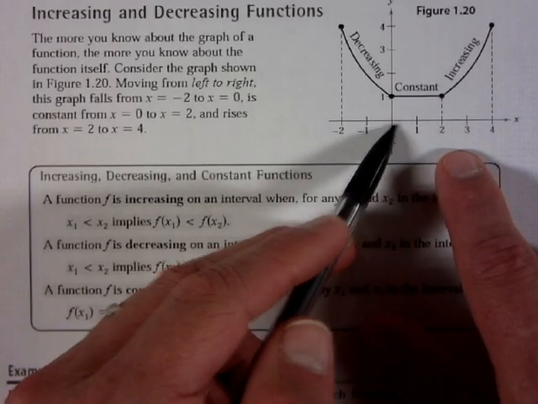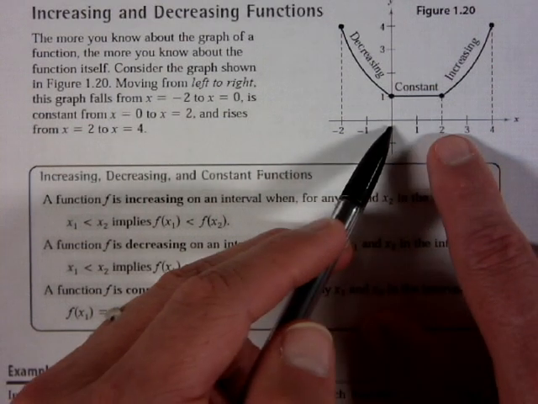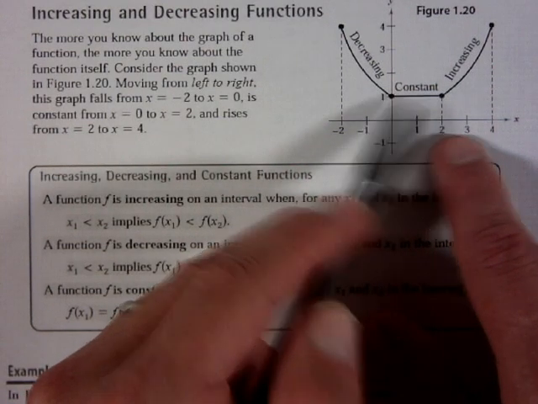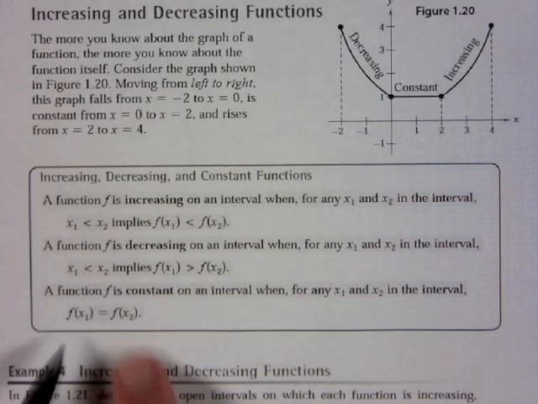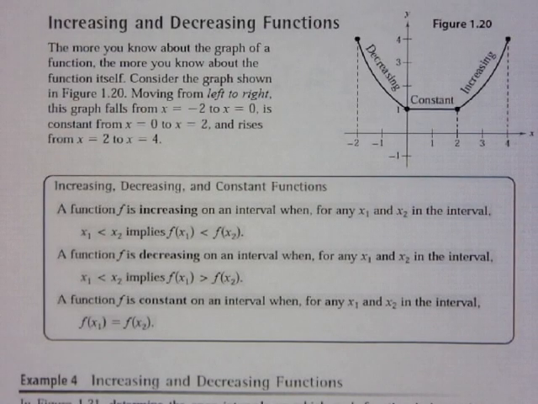For example, let's look at the constant interval here. So we have 0 and we have 2. Well, when I put in 0, what do I get? 1. When I put in 2, what do I get? 1. 1 equals 1. If that's the case, then you know the function is constant. So that's the formal mathematical definitions of increasing, decreasing, and constant when you are looking at a function, right?